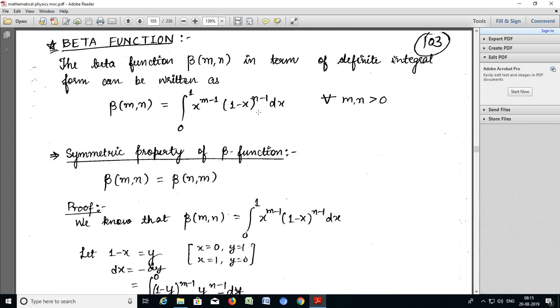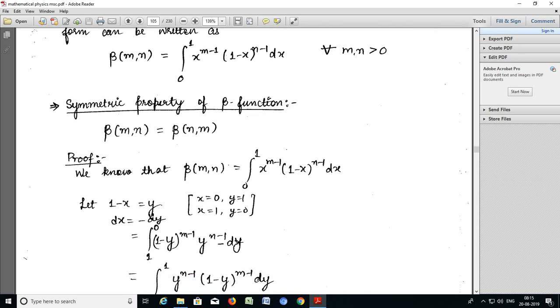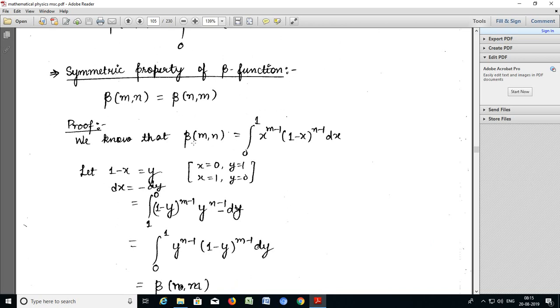Next comes, what are beta functions? The beta function, beta, which is dependent on the two variables m and n, in terms of definite integral form, can be written as integral 0 to 1, x to the power m minus 1, 1 minus x to the power n minus 1 dx. Symmetry property of beta function.